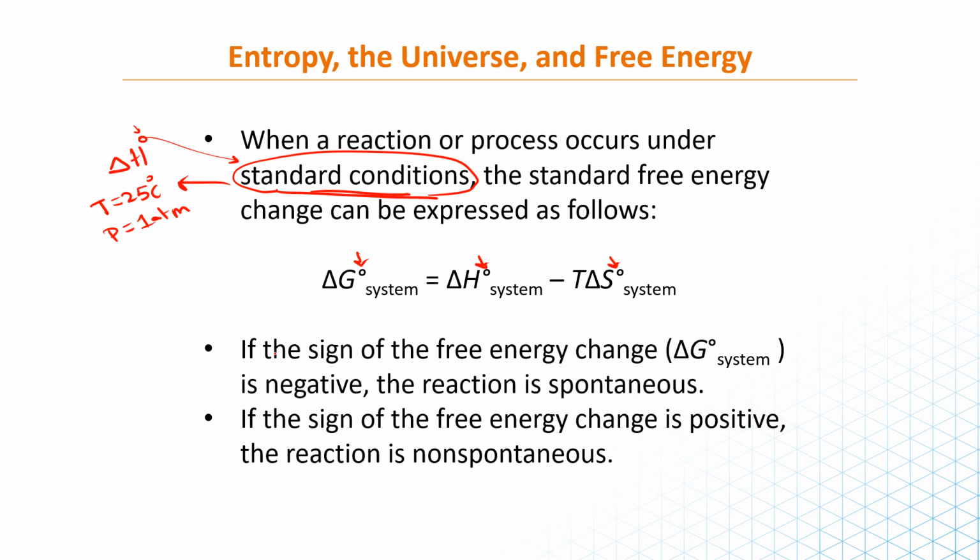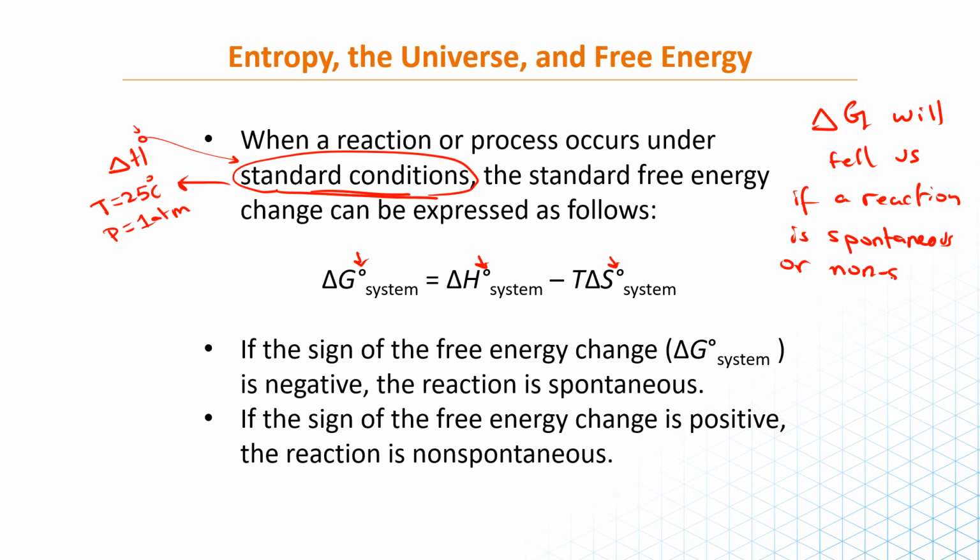Very, very important. Now, delta G will tell us if a reaction is spontaneous or non-spontaneous. The sign of the delta G is what will tell us if the reaction is spontaneous or non-spontaneous.